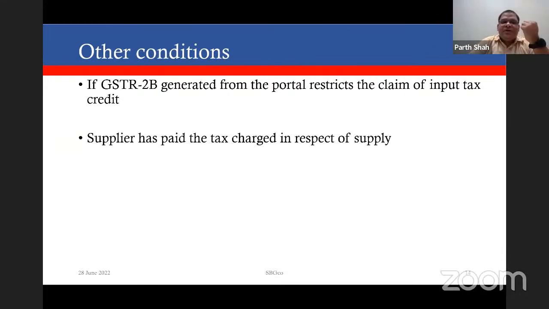Third, the supplier should have paid the tax charged in respect of the supply. This is again an important condition. How do you demonstrate the supplier has paid tax? The supplier should have filed his GSTR-3B. That is very important because generally there is also an apprehension whether the supplier has correctly disclosed the turnover in his GSTR-3B or not. That we cannot check, unfortunately.